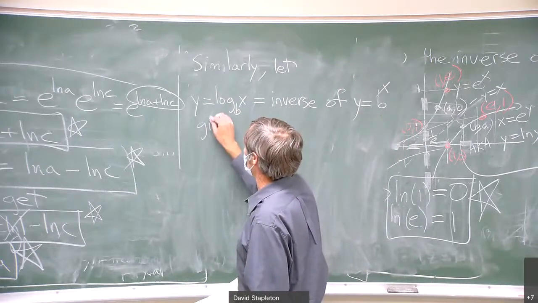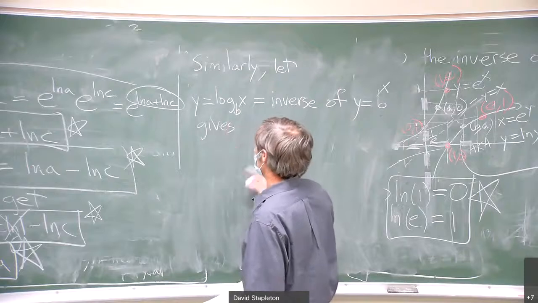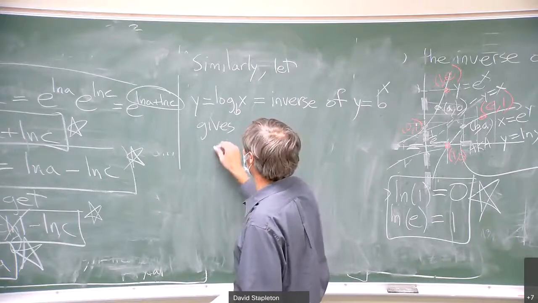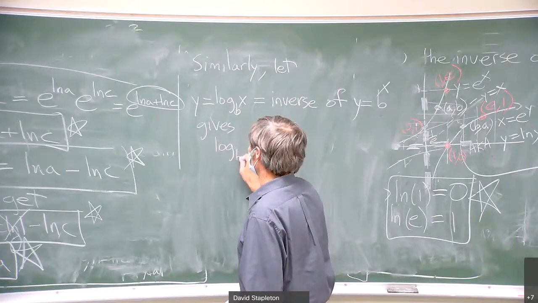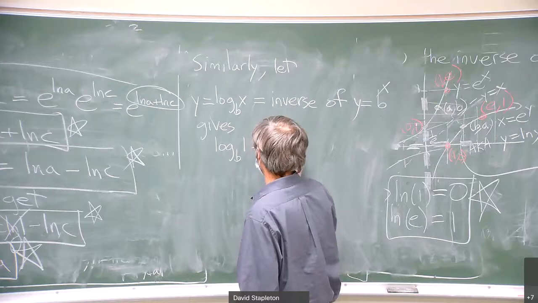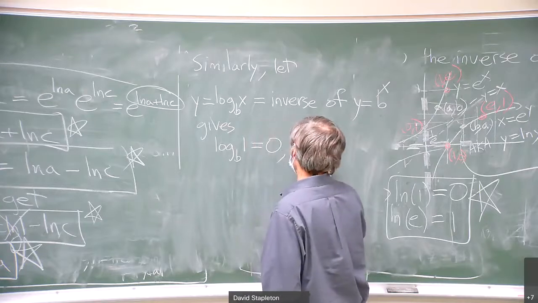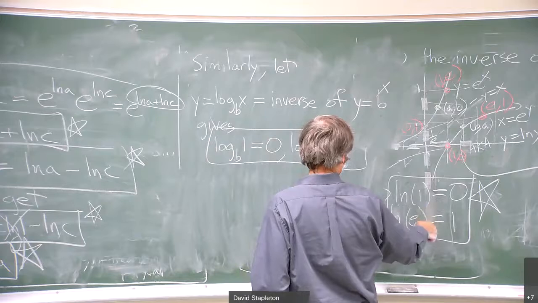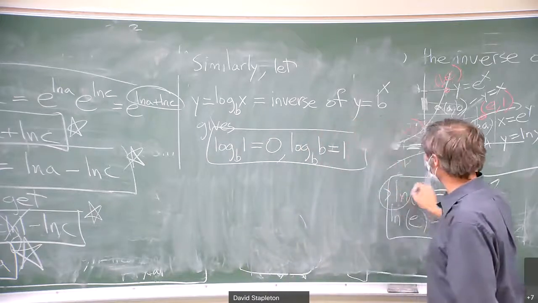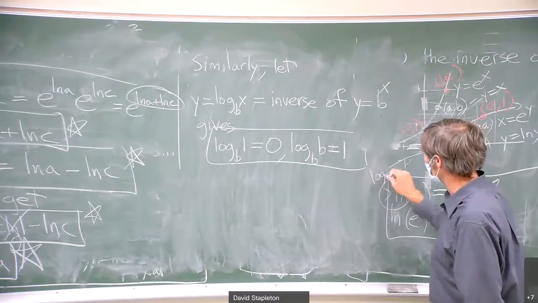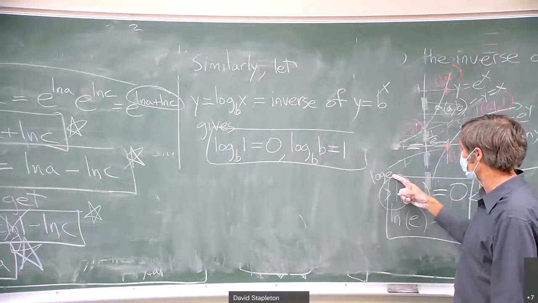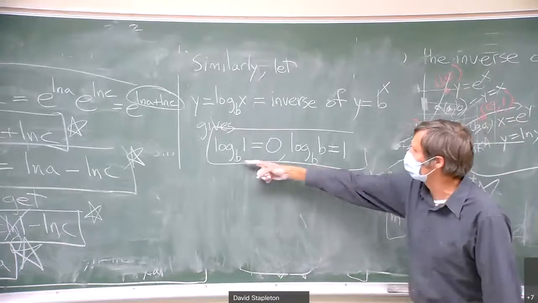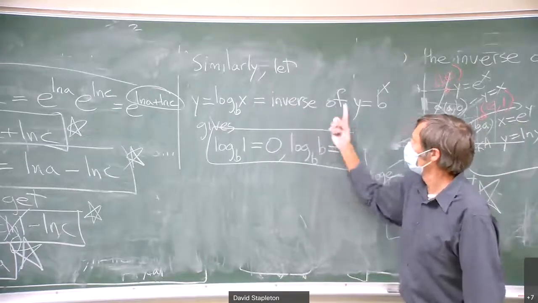This gives analogous properties. If you work them out the same way, you get log base b of 1, as you said, is equal to 0. Log base b of b is equal to 1. Those are analogous to these two properties right here. This one here really is log base e, the inverse of e to the x. So we can also call it log base e of x, by this definition.